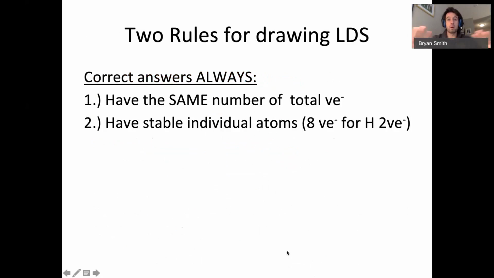Okay, bottom line is these two rules you should have in your notes. These are true for anything. There's tips and tricks along the way, but these are the two true facts. The same number of total valence electrons. So for example, in oxygen, we had a total number of 12 valence electrons. 6 dots on each atom, total of 12. And then you need to have stable individual atoms. Each atom needs to have 8 valence electrons, or if it's hydrogen, they need to have 2 valence electrons. These two facts will always be true as we move forward.